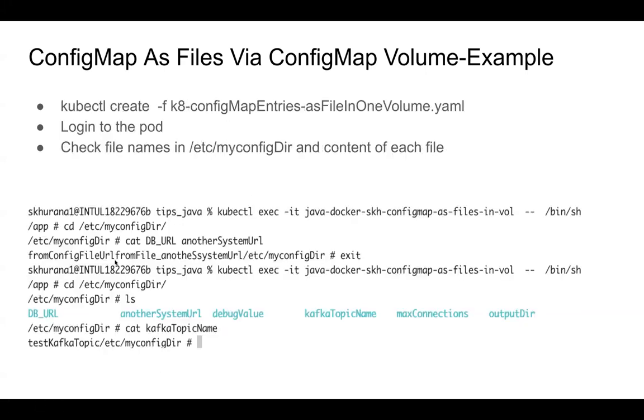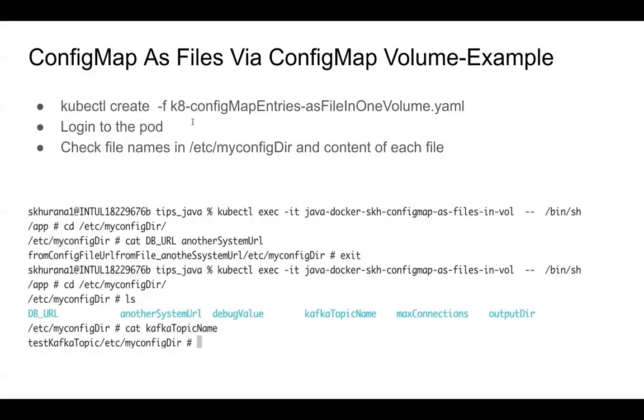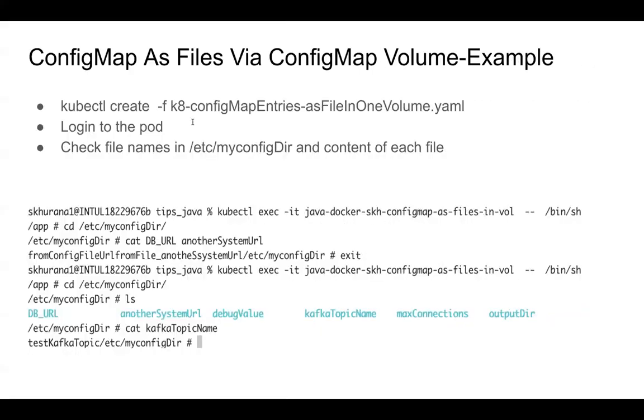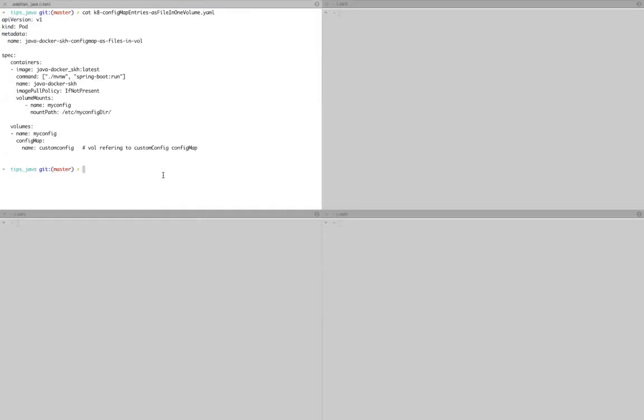This definition is in this file, create config map entries as file in one volume. Let's see that. Cat create config map entries as file in one volume .yaml. So this is the file. This is exactly what I showed you.